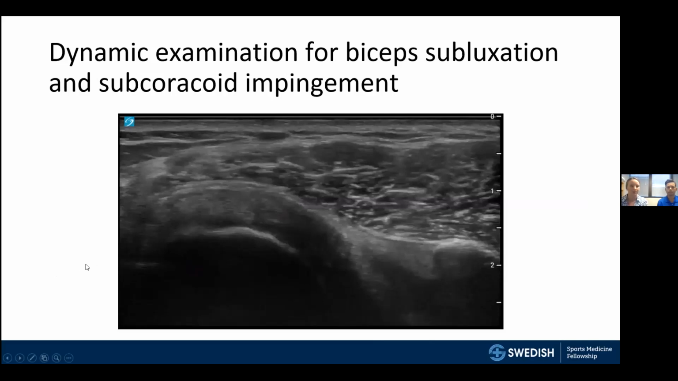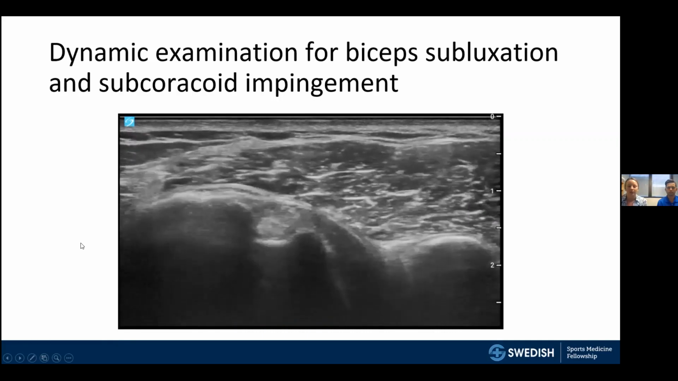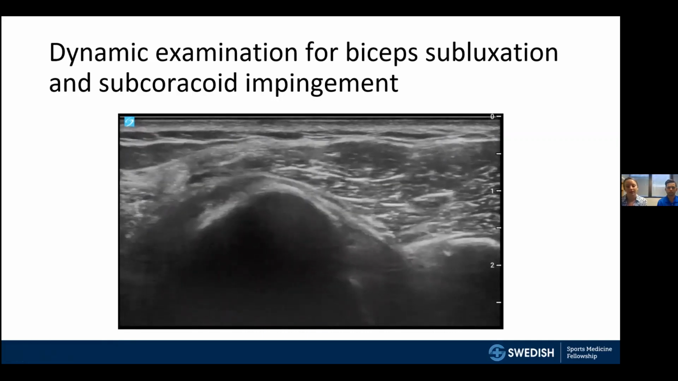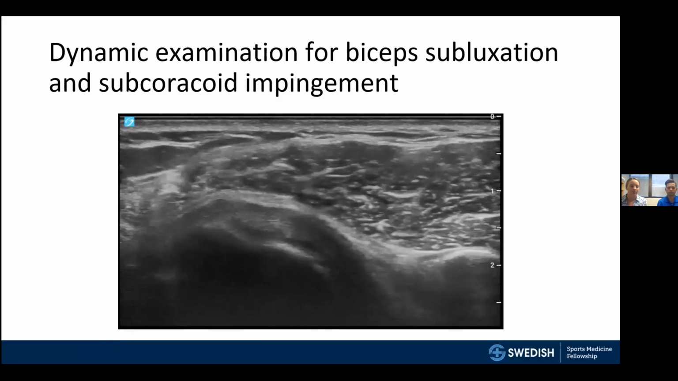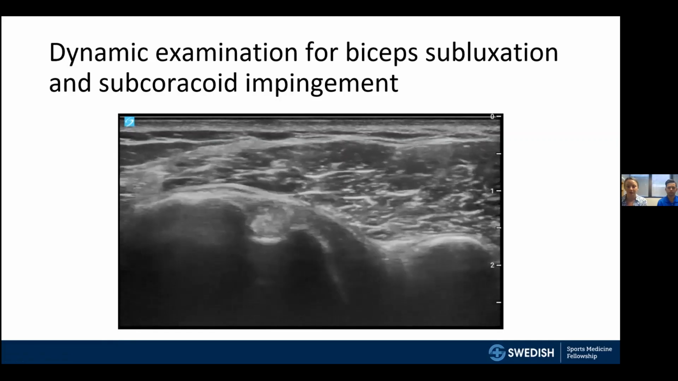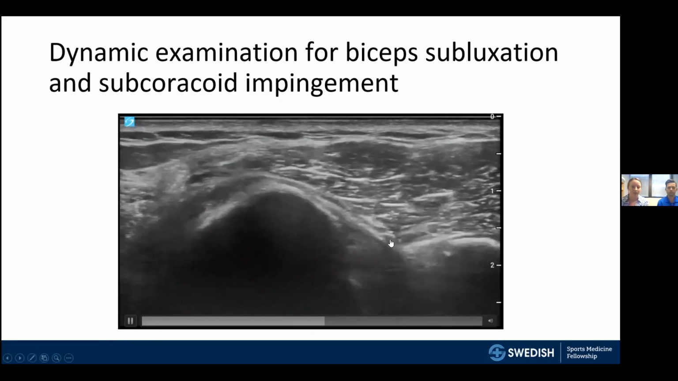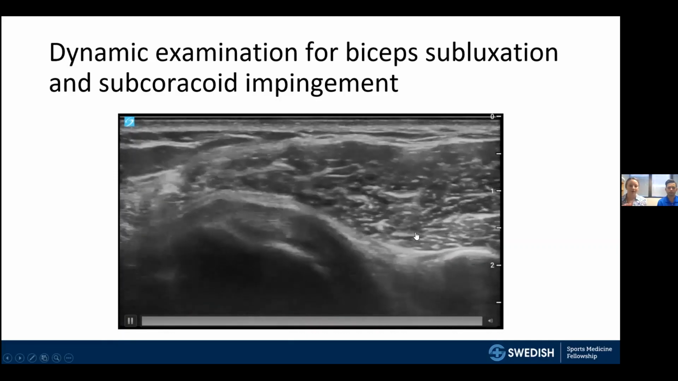And then this is our dynamic scan for biceps subluxation and/or subcoracoid impingement. So I'll go ahead and start this. The goal of this scan is to try and keep that biceps tendon and coracoid in view at the same time, and obviously try and get that tendon to be nice and sharp and hyperechoic. You're looking for that tendon to move outside of the bicipital groove with internal rotation, or you're also looking for pooling of the subcoracoid bursa, which would occur here. It would look like a black triangle, almost like a fluid collection, and that would be indicative of subcoracoid impingement.